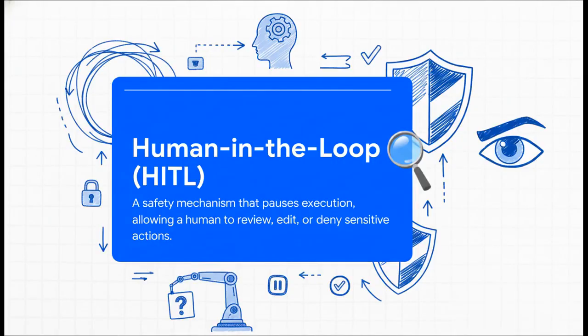The answer is a human-in-the-loop workflow, or HITL for short. This is your ultimate safety net. Before the agent performs any action that you've marked as sensitive, it just stops and asks a human for approval. It's basically like having adult supervision for every single critical decision the agent wants to make.